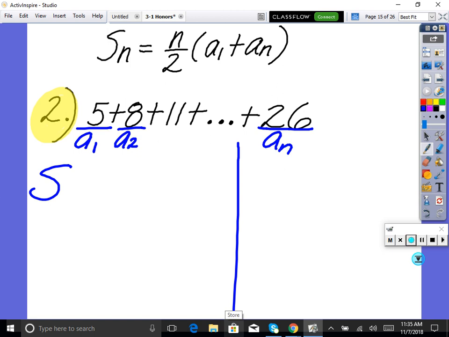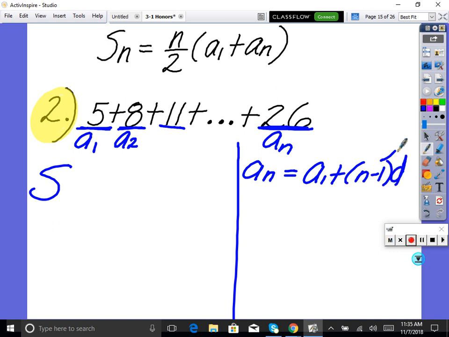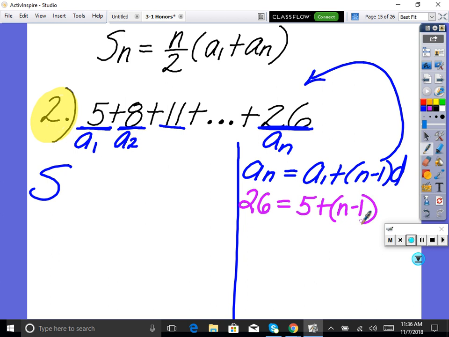So go back to your explicit formula. Your explicit formula is what is creating 5, 8, 11, dot, dot, dot, 26. So let's write down the explicit formula for arithmetic: a sub 1 plus n minus 1 times d. That is what is creating these values, correct? Okay, now let's plug in what we know. Our a sub n is 26. a sub 1 is 5. Plus, we don't know what n is. That's what we're trying to find. And our common difference is 3.